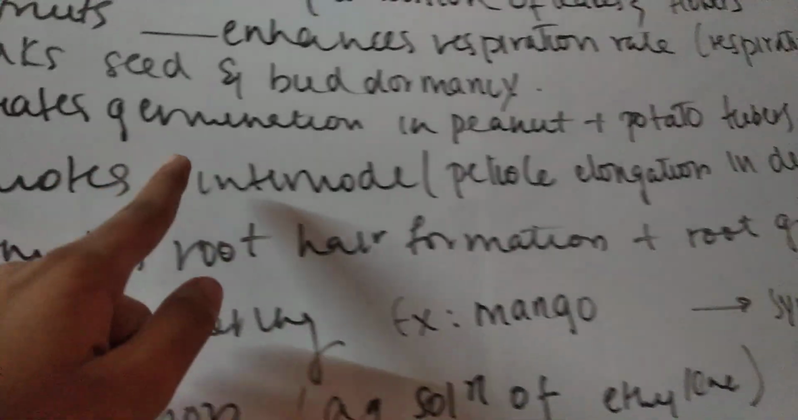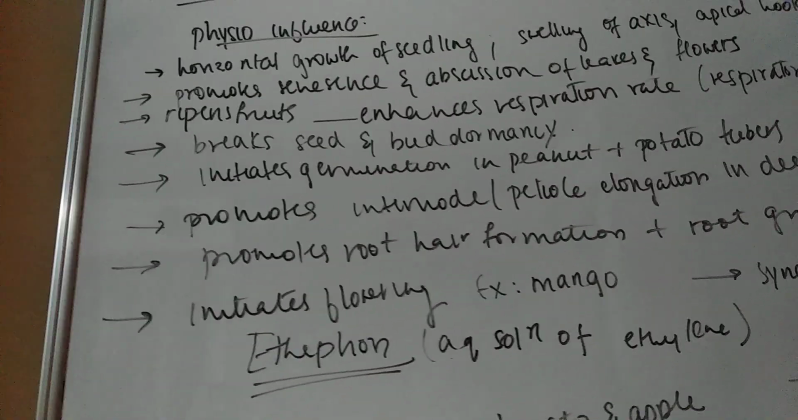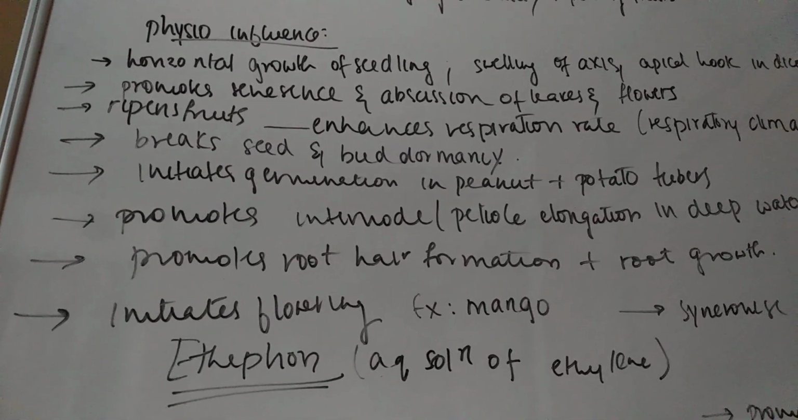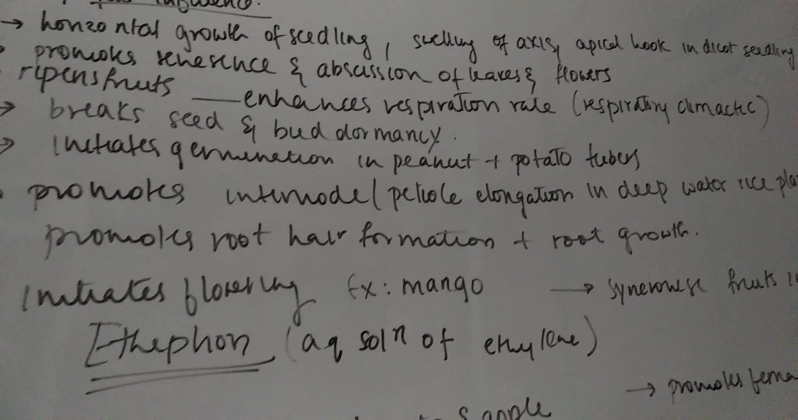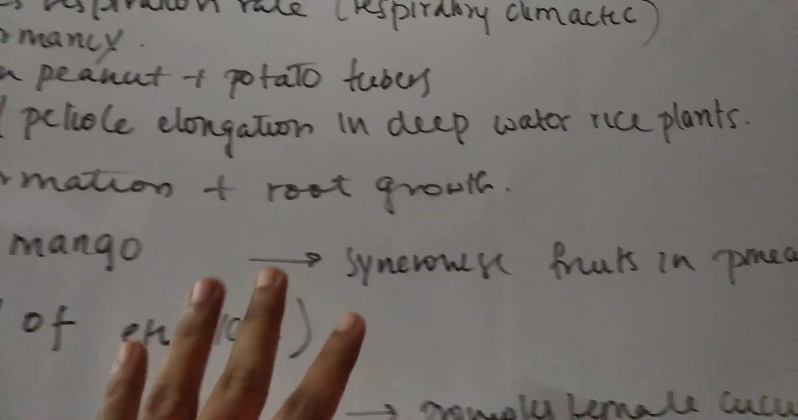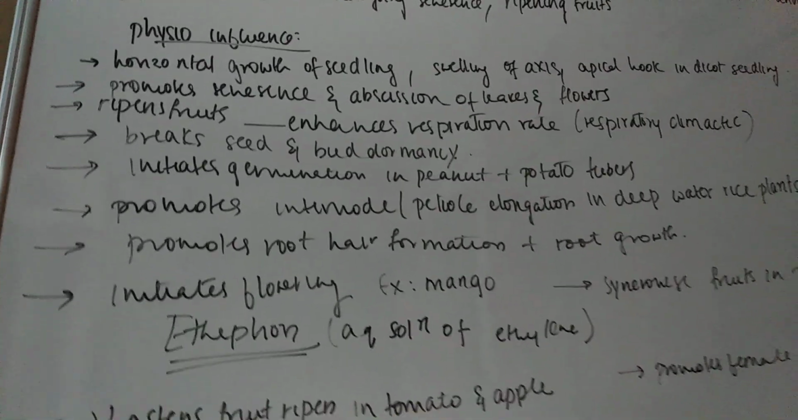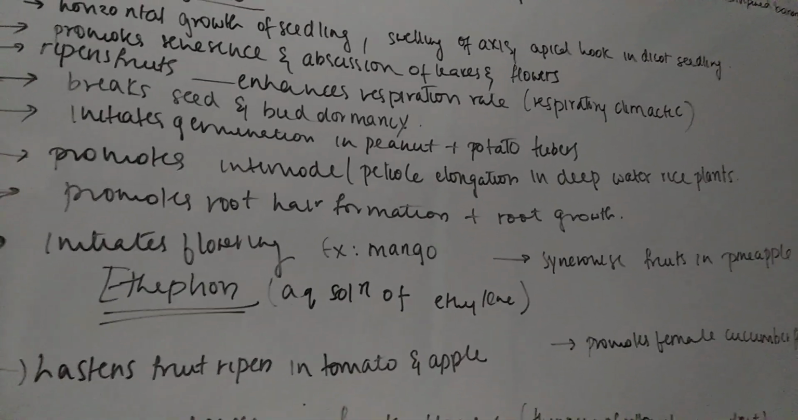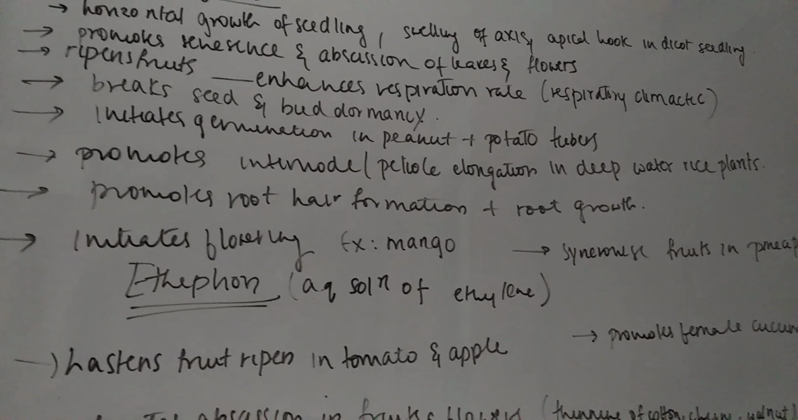Then it initiates germination in peanut and potato tubers. So out of all the plants in the world, only 2 plants it is helping. It promotes internode or petiole elongation in deep water rice plants. When our rice plants are underneath the water, to bring them above the water for pollination, for growth, etc., it helps in the internode as well as the petiole elongation.